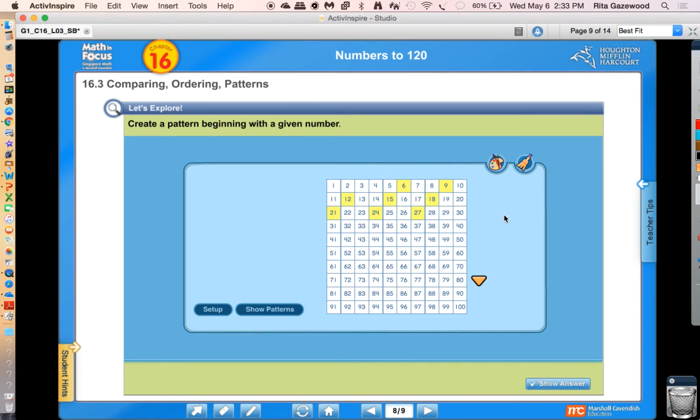Excellent job on the adding patterns and the subtracting patterns. Now, I would like us to try something with some bigger numbers. I'm going to go down. Ooh, let's go. Here we go. We've got some good numbers here. We're going to pick any number and we're going to count by tens.